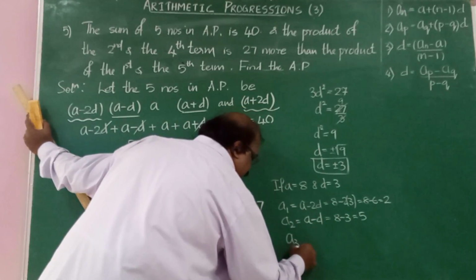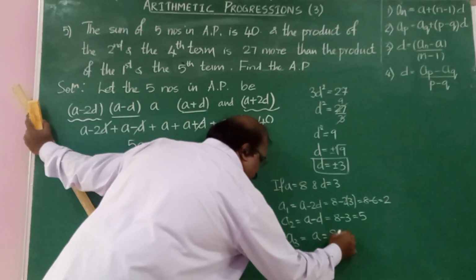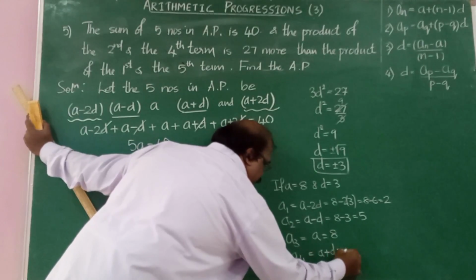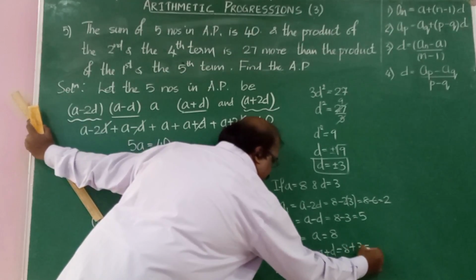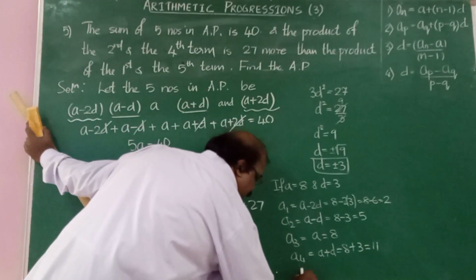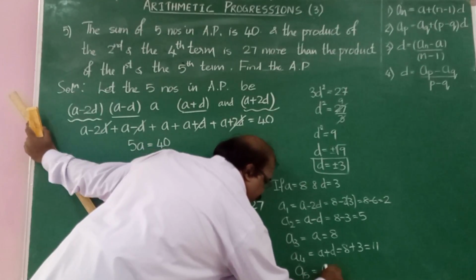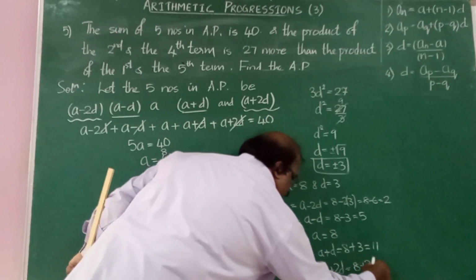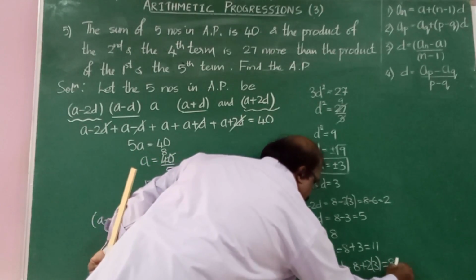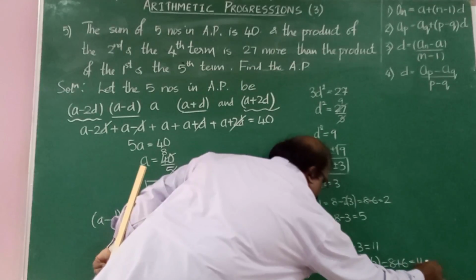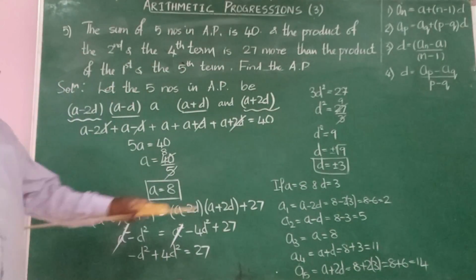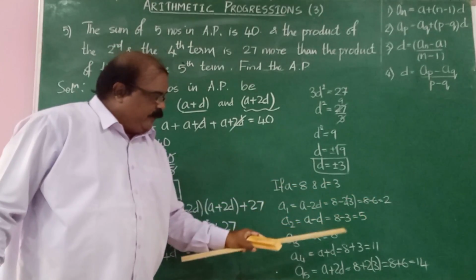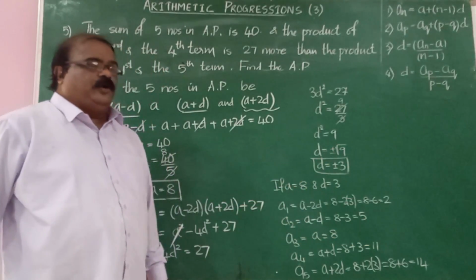What would be your third term? A. What would be your fourth term? A plus D. What is 8 plus 3? 11. And what would be your last? That is the fifth term, A plus 2D. So 8 plus 2 into 3, 8 plus 6, 14. If A is 8 and D is 3, the 5 numbers will be 2, 5, 8, 11 and 14.